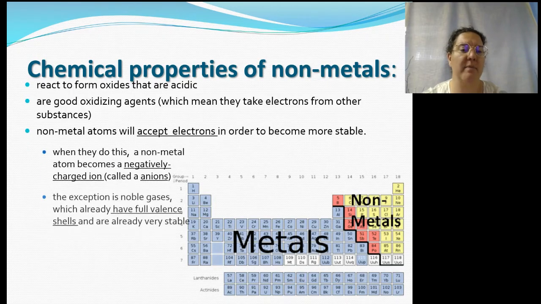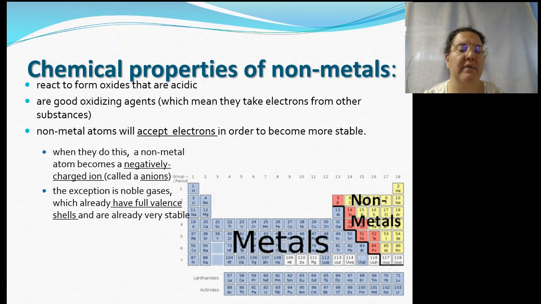Chemical properties of nonmetals include that they react to form oxides that are acidic. So their pH will be less than 7. They're good oxidizing agents, which means they can take electrons from other substances. And again, this makes sense because they typically will need 3, 2, or 1 electrons to become stable. So they're going to accept electrons easily from other substances. Now, when they do this, that nonmetal atom becomes a negatively charged ion called an anion.